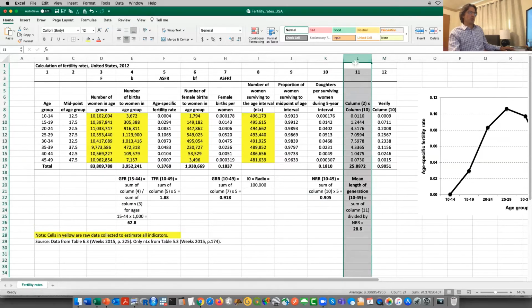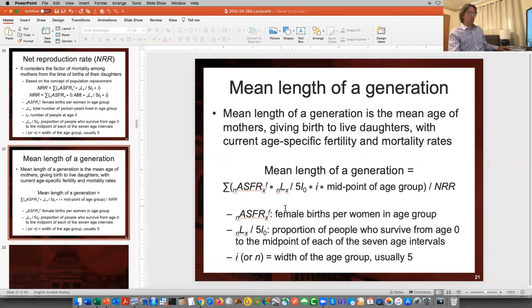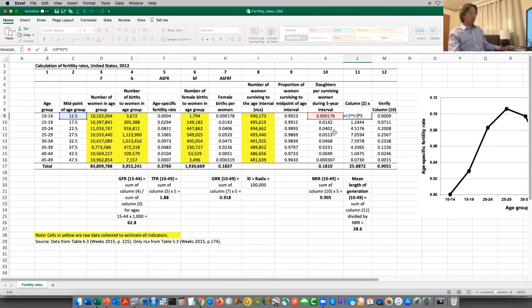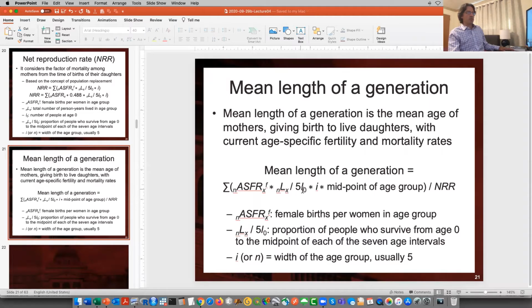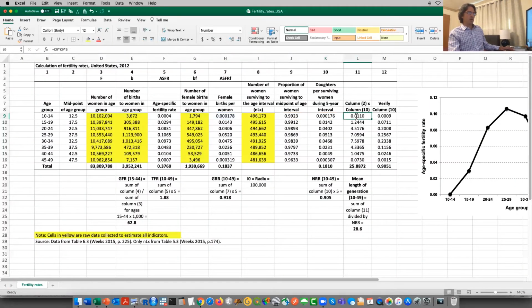But here on column 11, we finish and we pretty much implemented all these formulas. And just remember that this numerator here is considering this rate, which is the age-specific fertility rates of female births times the mortality factor, which is this portion, and then you multiply that by the midpoint in the age group times 5, add everything, and then you get this number here, and you divide by the net reproduction rate, you get the mean length of a generation. So this number divided by this number, you get the mean length of a generation.